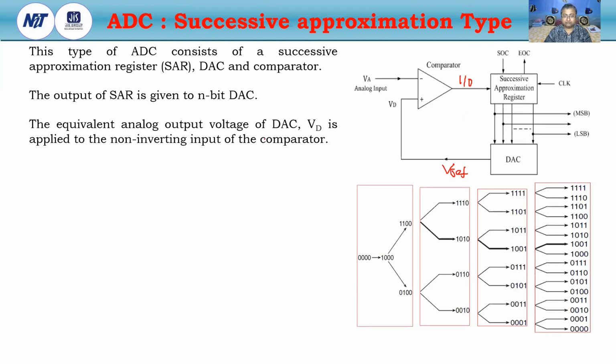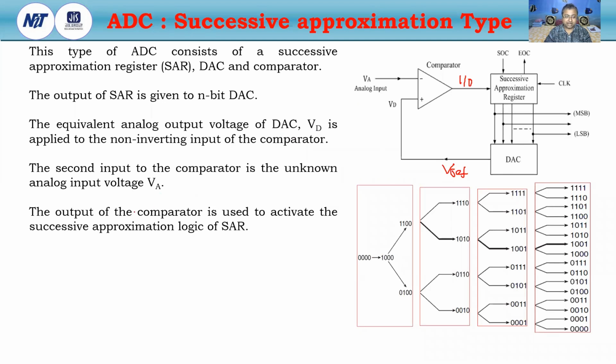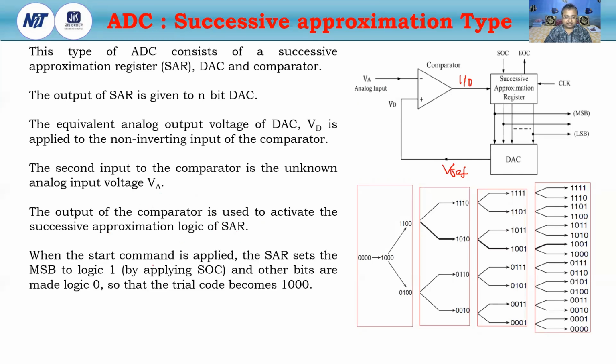The equivalent analog output voltage of the DAC, VD, is applied to the non-inverting input of the comparator. The second input of the comparator is the unknown analog input voltage VA. The output of the comparator is used to activate the successive approximation register, SAR. When the start command is applied, the SOC is applied, the SAR sets the MSB bit to 1 by applying the SOC, and the other bits are made logic 0 so that the trial code becomes 1000.